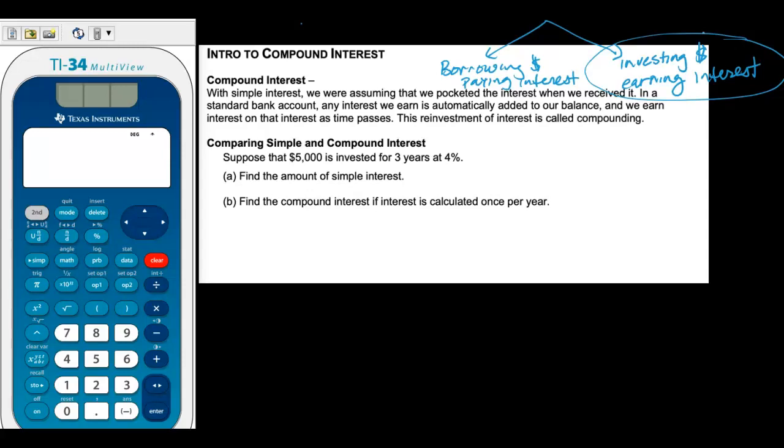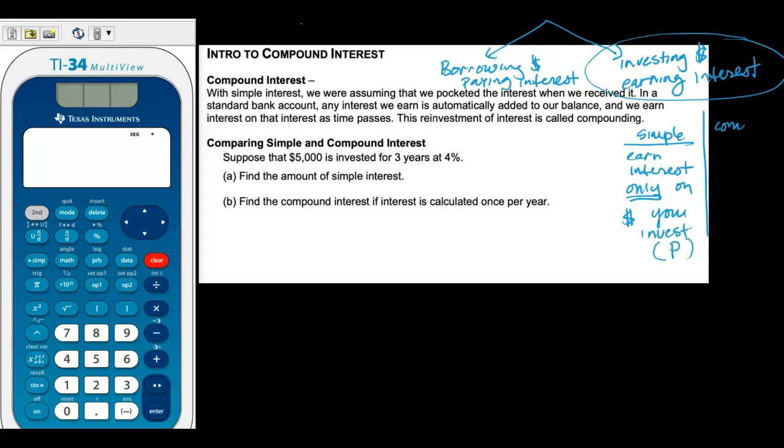So with simple interest, you're only earning on the money that you put in. So simple interest, you earn interest, which is a percentage, only on the money you invest. So the principal.